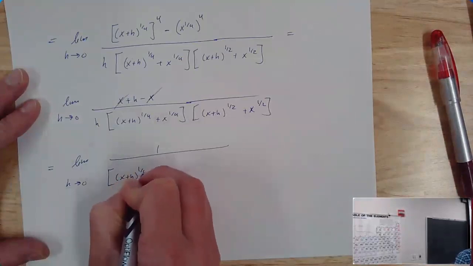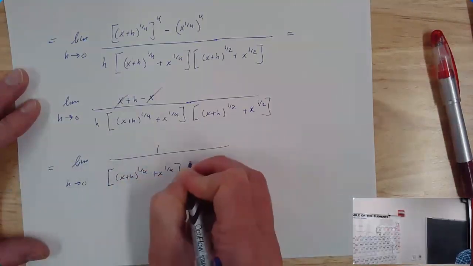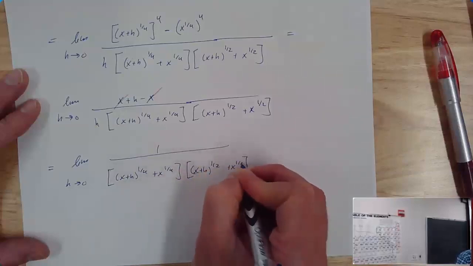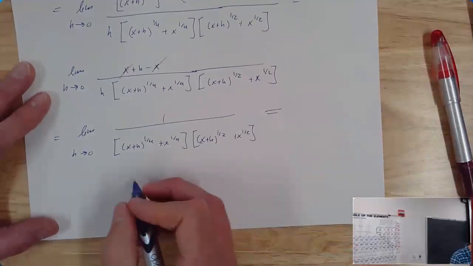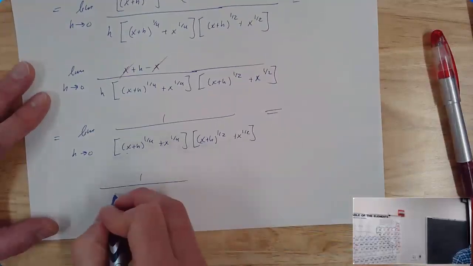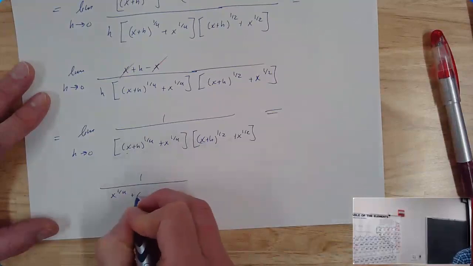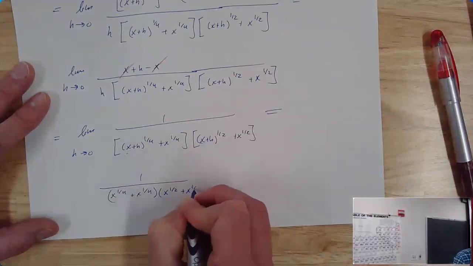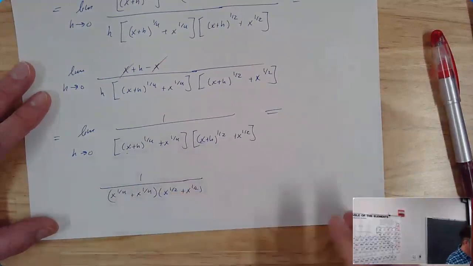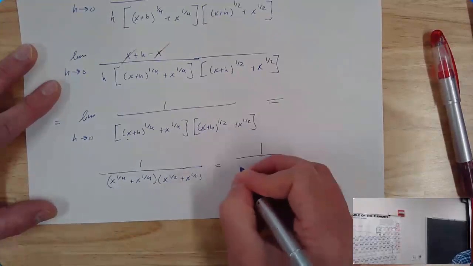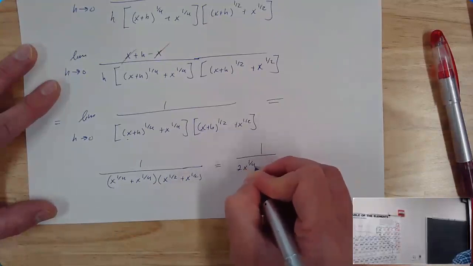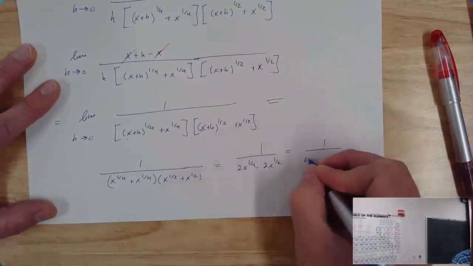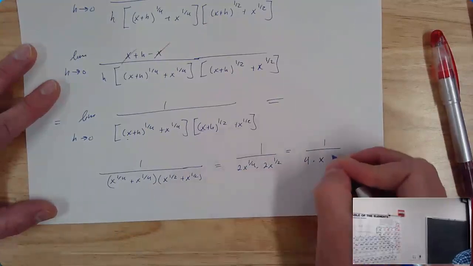(x plus h) to the 1/4 plus x to the 1/4, times (x plus h) to the 1/2 plus x to the 1/2. And then finally, we let the h's go to 0 and we're left with 1 over x to the 1/4 plus x to the 1/4, times x to the 1/2 plus x to the 1/2, which is equal to, hopefully, I hope I did this right. Okay, so we've got 1 over 2x to the 1/4 times 2x to the 1/2, which is equal to 1 over 4 times... 1/4 plus 1/2 is 3/4.